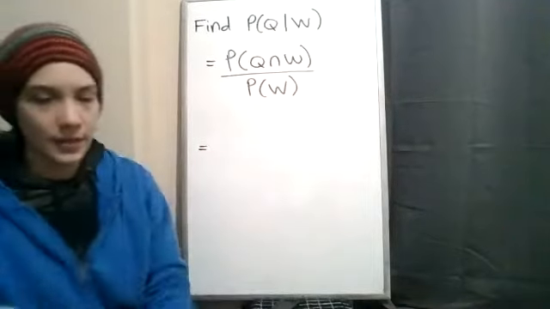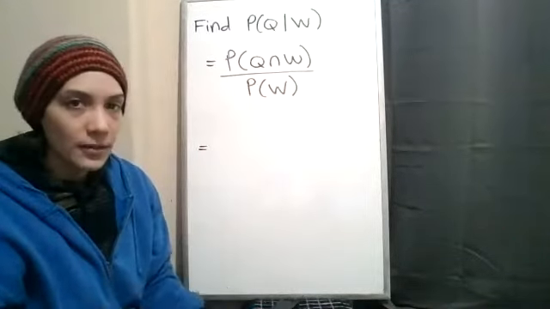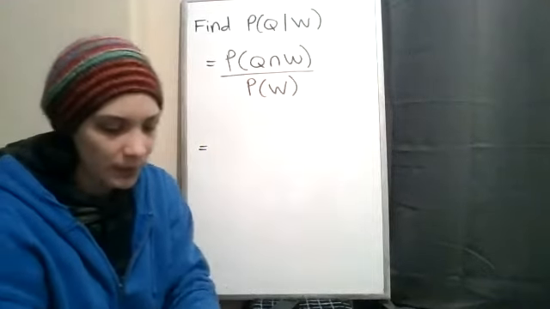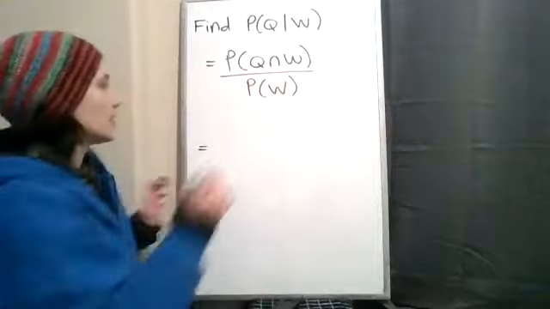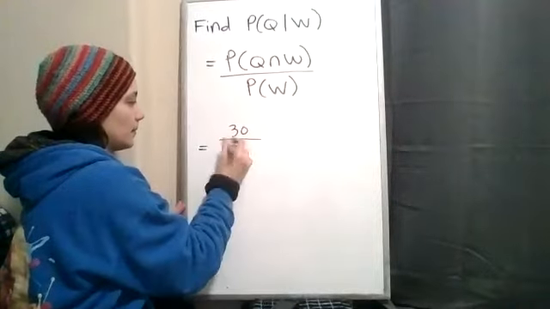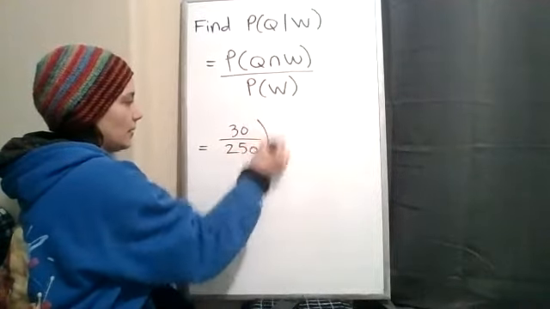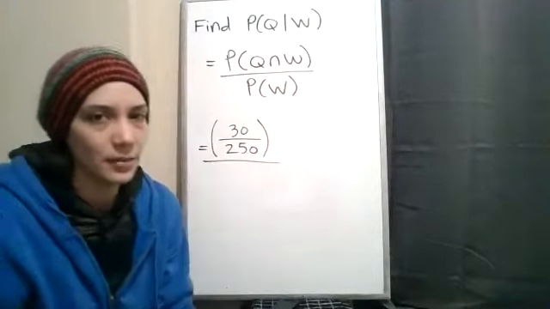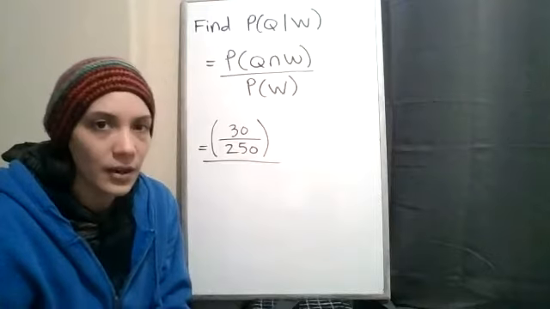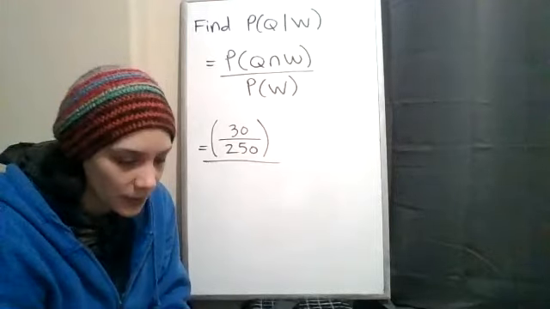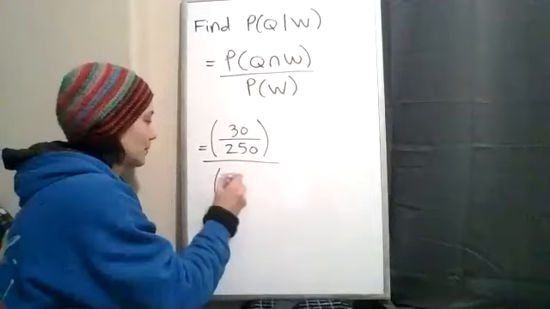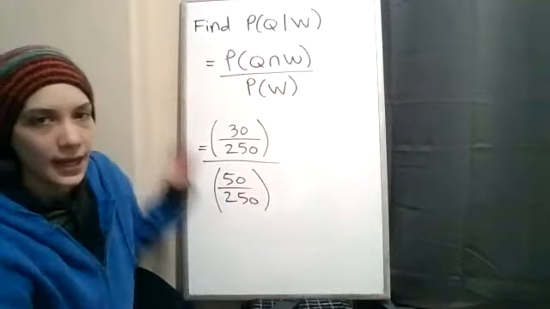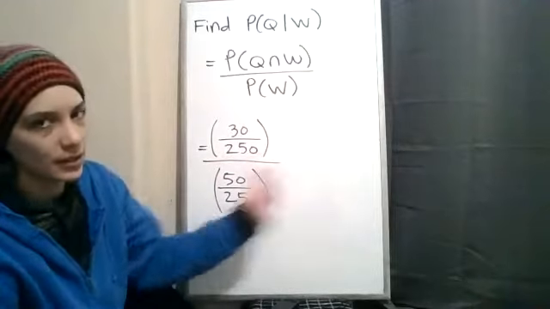Check your table if you copied it down. Find where Q intersects W, and I have 30. So the probability is 30 over 250. Also, please let me know if you see any mistakes. Now, the probability of W is 50 out of 250. Let's work this to look more simplified.